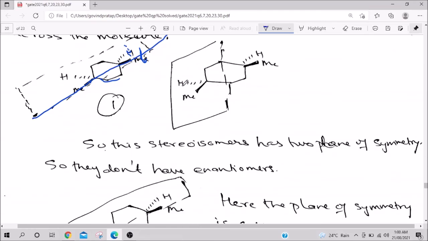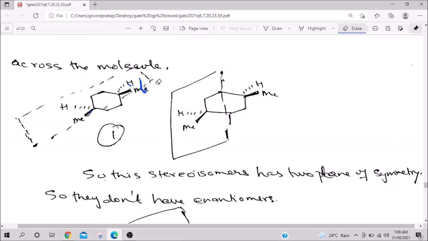And so what happens? Even if you draw the enantiomer of it, you change the stereochemistry at both the carbons. You put methyl behind, hydrogen front. You put methyl behind, you put hydrogen front. You will see that they both are superimposable on each other. So this molecule is optically inactive and will not have an enantiomer. Enantiomers are what we define as optical activity.